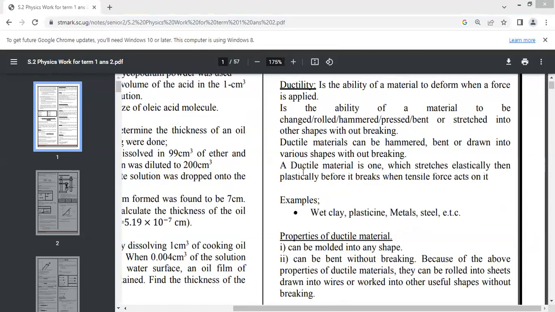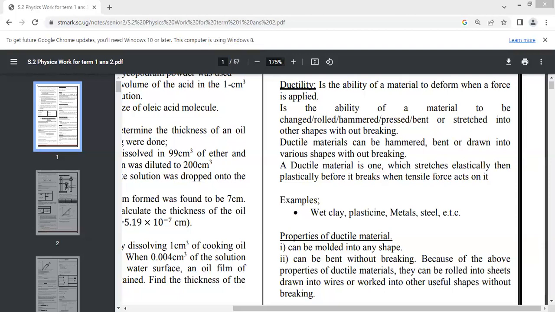Okay, now some of the examples that we have, someone gave us plasticine, it is correct. Another person gave us steel, it is also correct. Some people said all metals, they are all fine. The person who said aluminium, you also qualify, and wet clay is also one of the examples of ductile materials or materials that have that ability called ductility.